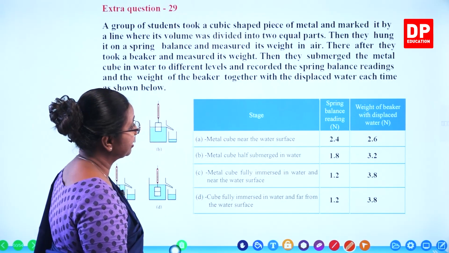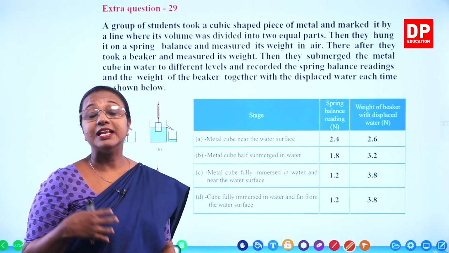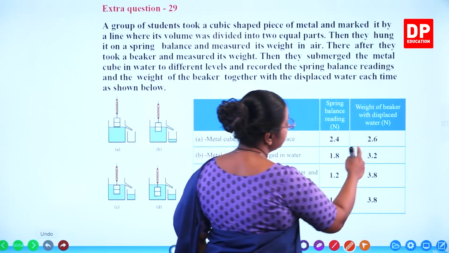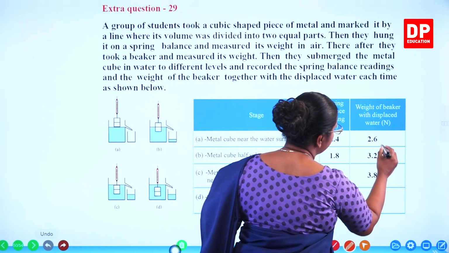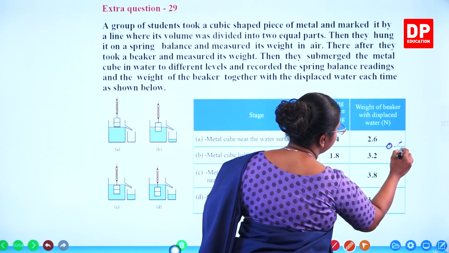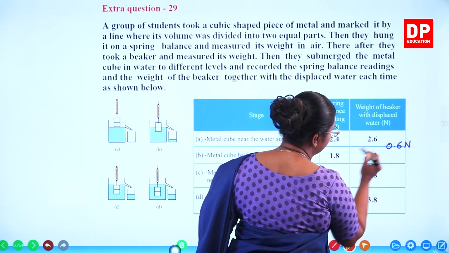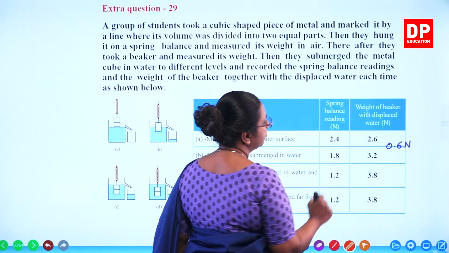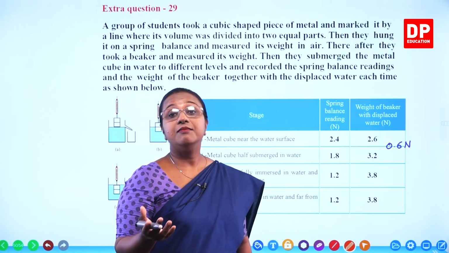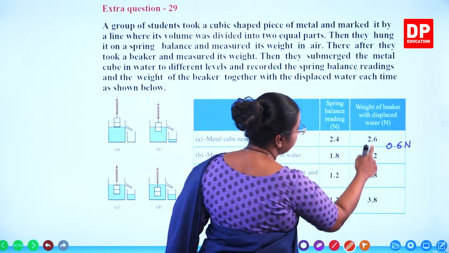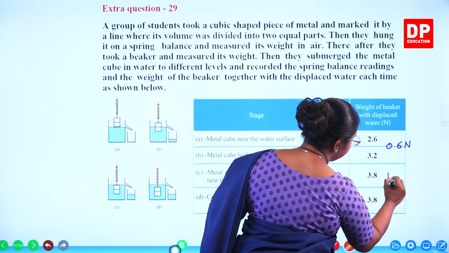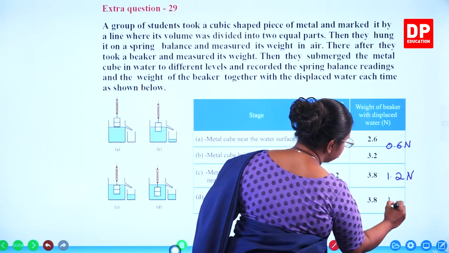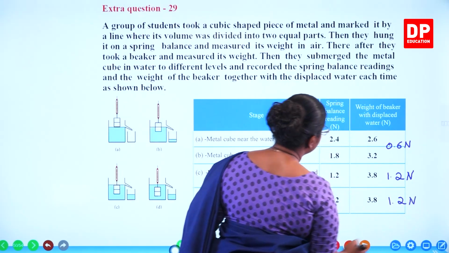From these observations, we can calculate the upthrust. Here you can see 2.6 to 3.2, there is a difference of 0.6 Newton. So that will be the upthrust. In the third instance, it is 3.8, but 2.6 is the weight of the beaker. So 3.8 minus 2.6 is 1.2 Newton. Here also it is the same, 1.2 Newton.